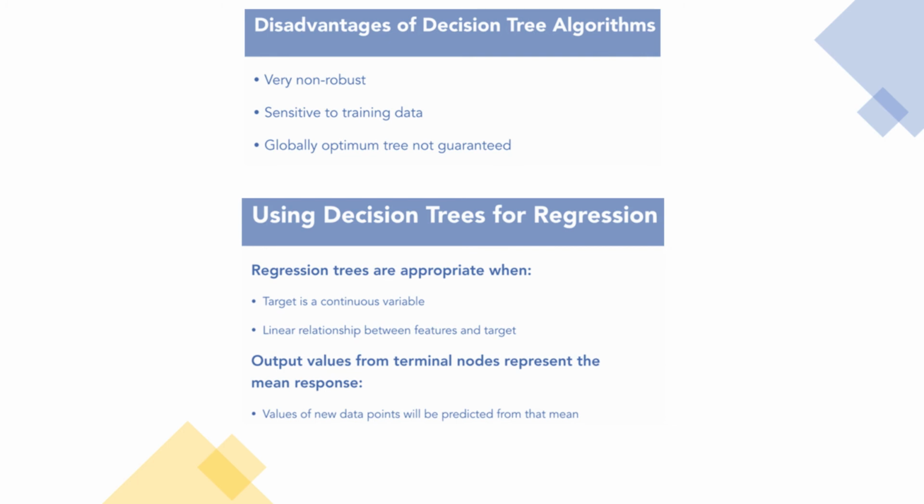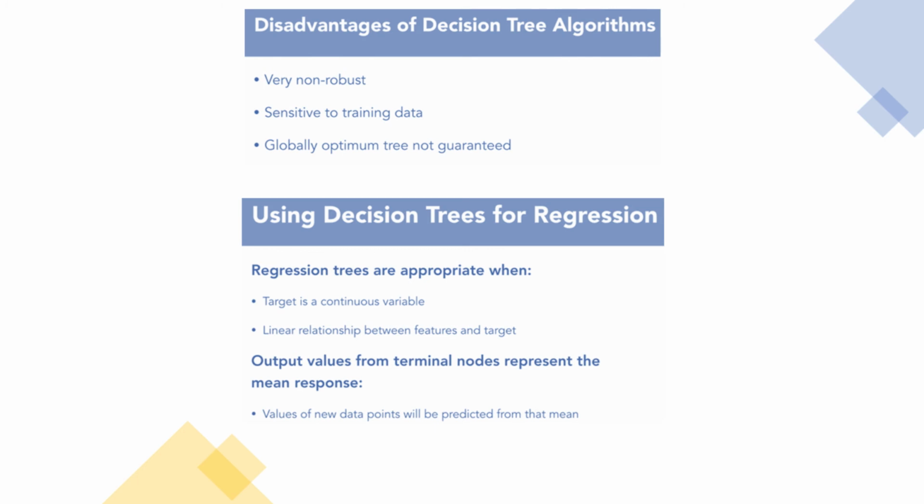Decision trees have their disadvantages. They can be very non-robust and sensitive to training data. What this means is that a small change in the training data can cause a large change in the final estimated tree. Since we are using a greedy approach while training the decision trees, it can't be guaranteed that the procedure would get us the global optimal tree. One way to tackle this is to train multiple trees where the training data and the features are randomly sampled.